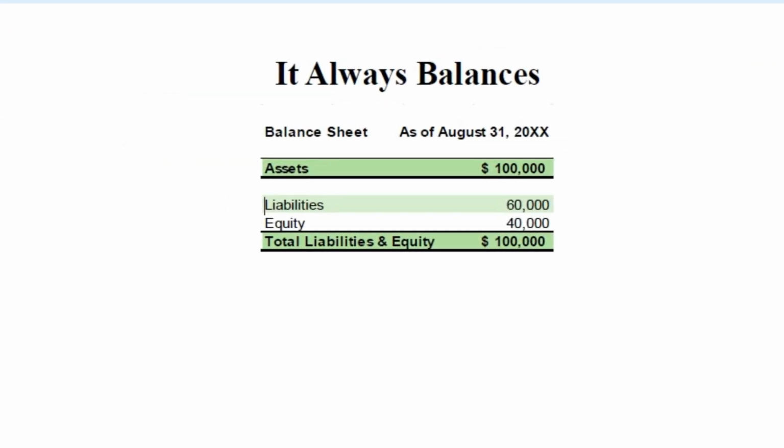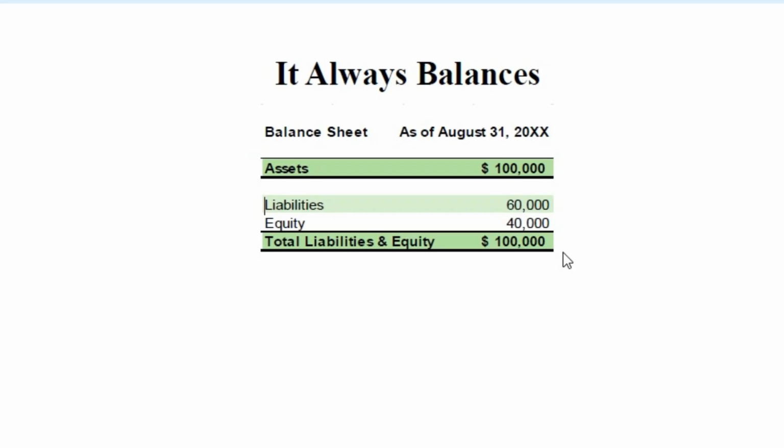It always balances. And here is an example of it on the screen. And here's what I mean by balances. When we look at assets, there it is, $100,000 in our example here, right? And then on the other side of the equation, you've got total assets and liabilities. So there it is, right?